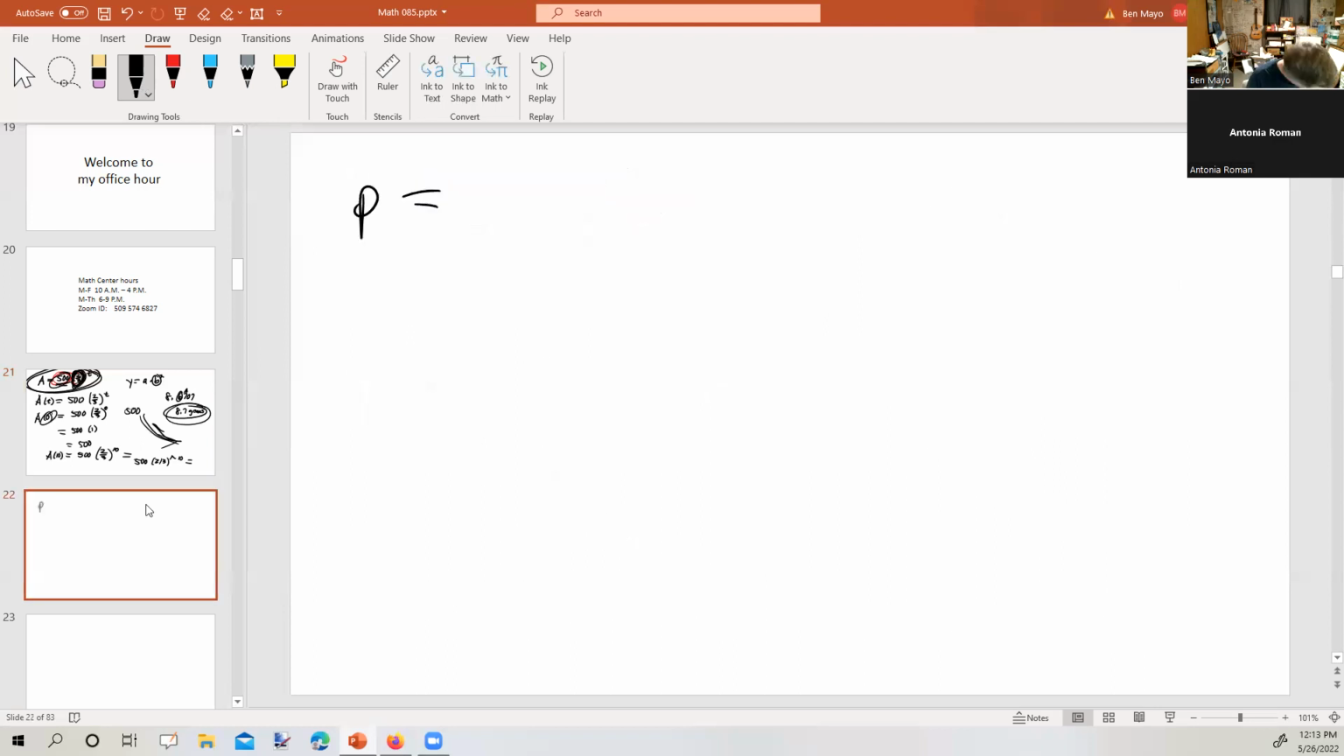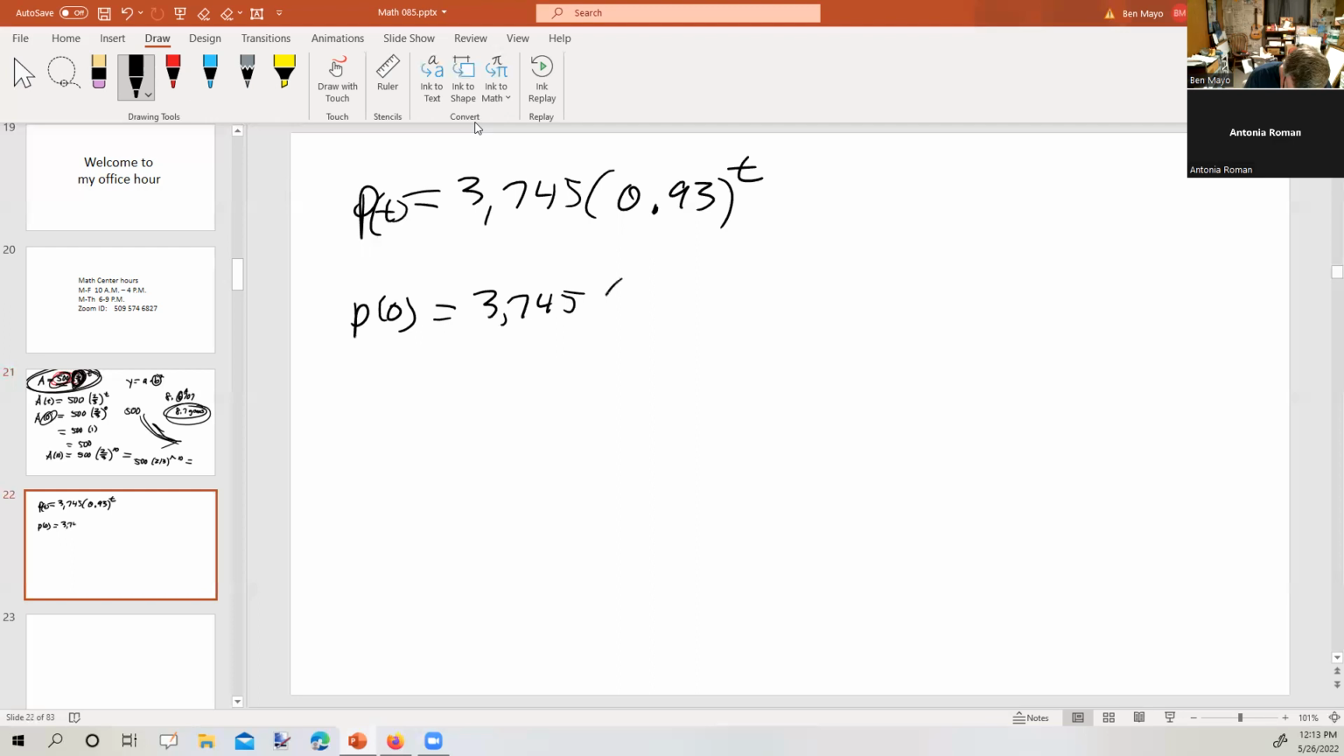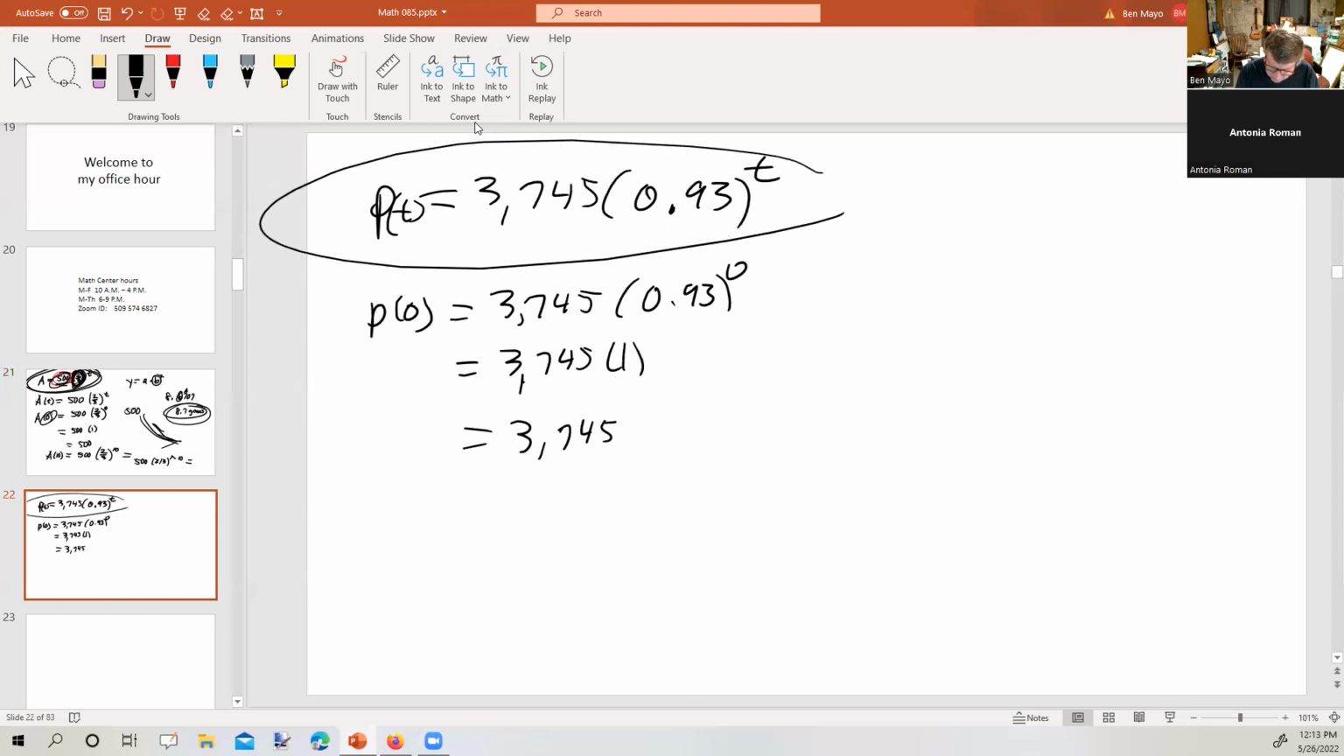Now let's take a look at another example. This says P equals 3,745 times 0.93 to the T power. Now, when T is 0, so again, let's write it P of T, P of 0. So at the beginning, we'd have that, but a number to the 0 power is 1. So we'd have 3,745. So for this function, at the beginning, there's 3,745 of something.